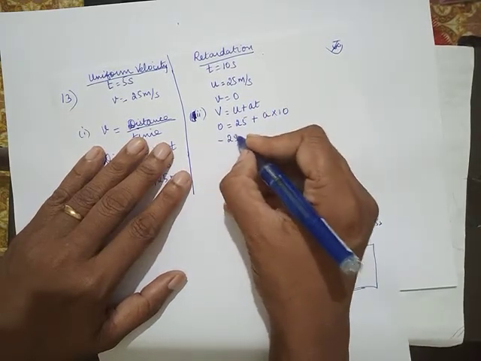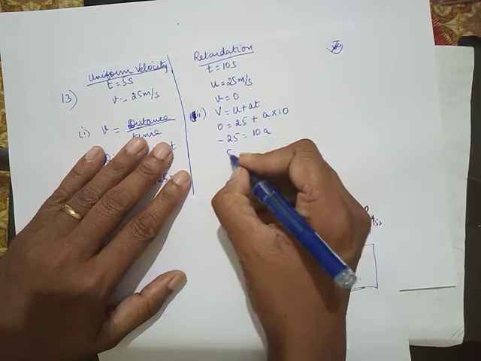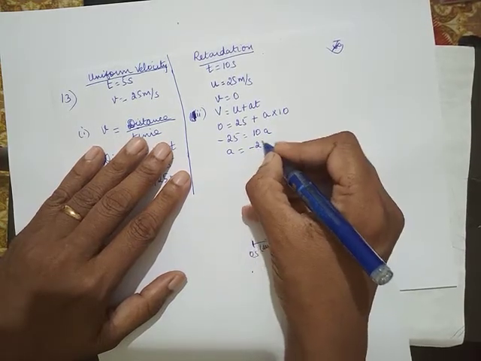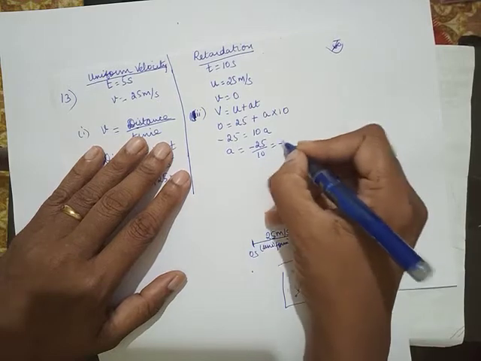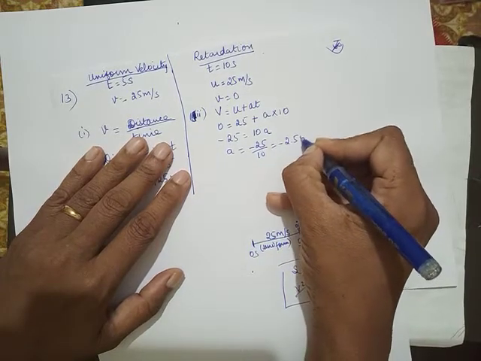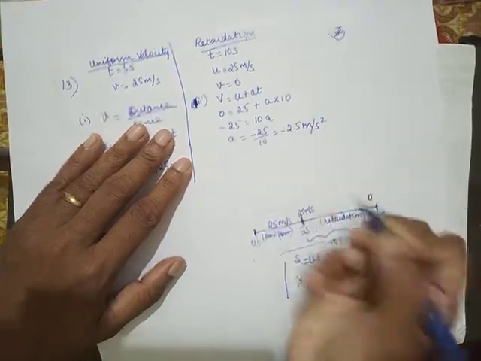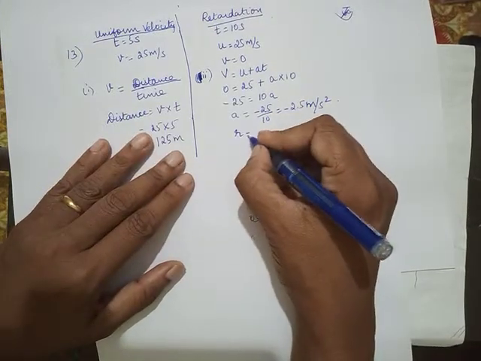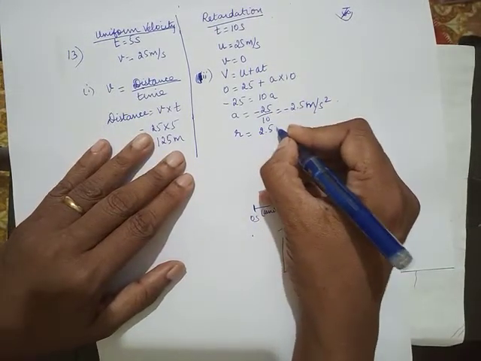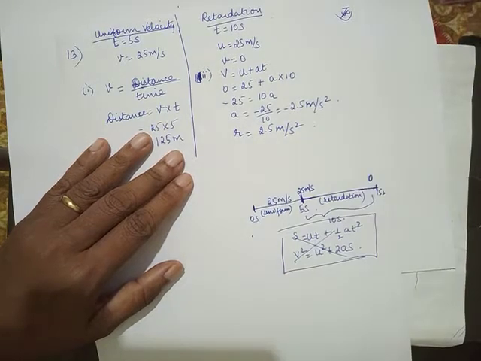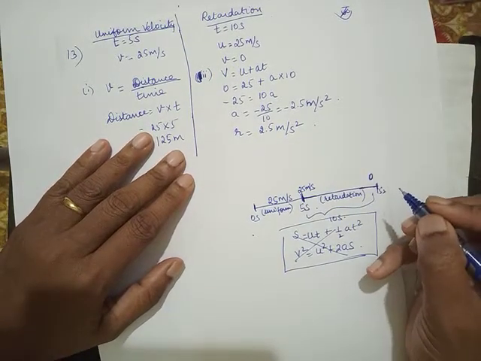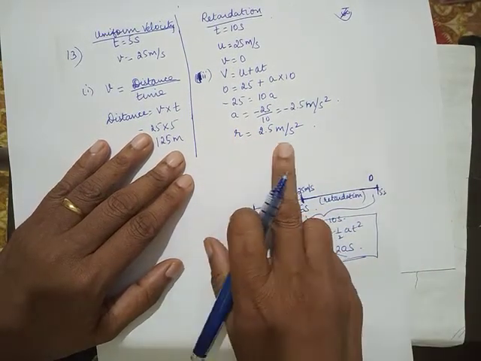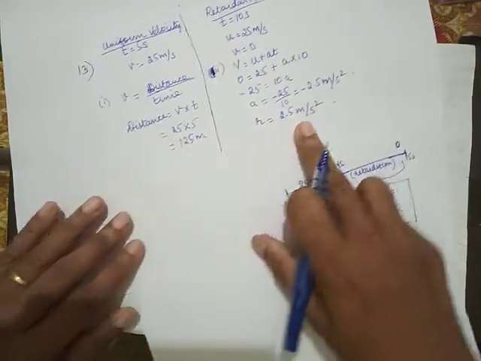So minus 25 is equal to 10a, or a is equal to minus 25 by 10, or minus 2.5 meter per second square, or retardation is plus 2.5 meter per second square. So your B part, you are asked to find the retardation. Okay, so the answer will be 2.5 meter per second square.